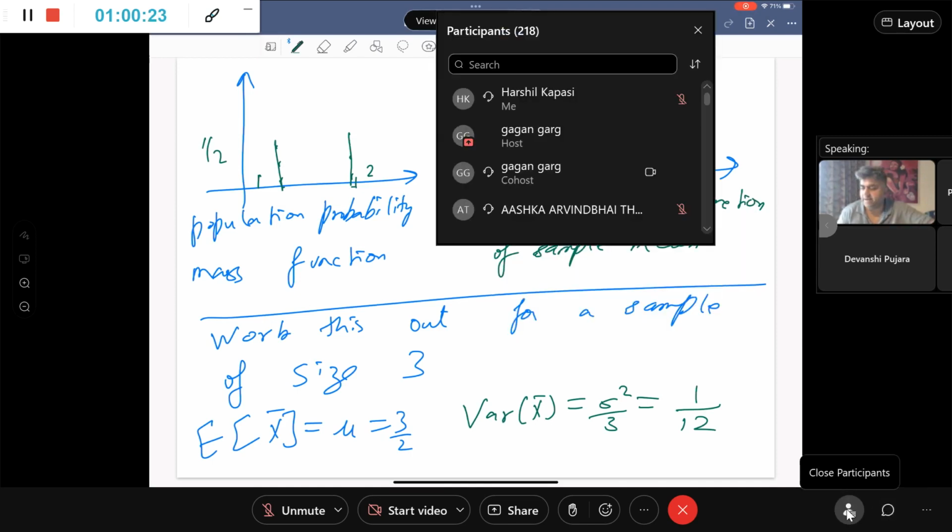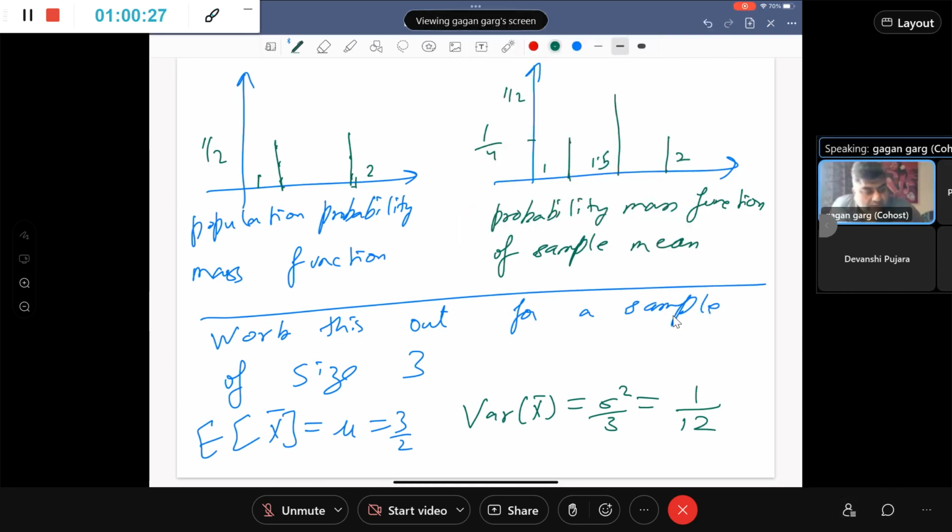So did anybody try it out? Did anybody get the answer? Could you verify that expected value of x bar is indeed 3/2 and variance of x bar is indeed sigma squared by 3, which is 1/12?